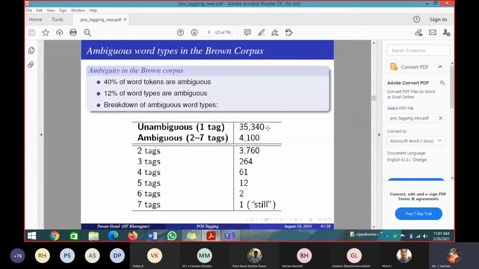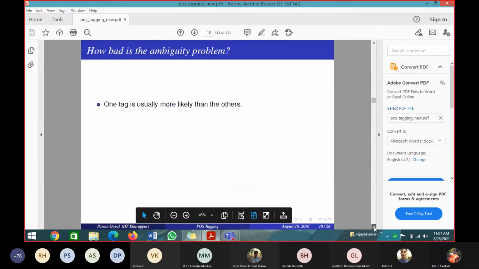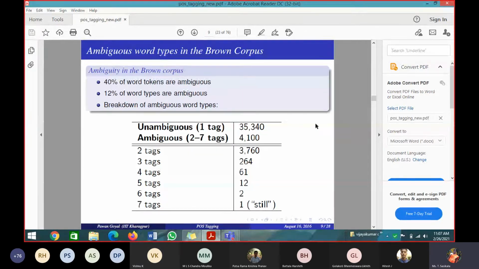That can be because, based on the context, the word can have either this or that. But getting 7 tags for a word, as we go down, is the count decreasing or increasing? Decreasing. Why is it decreasing? Getting a higher number of tags is very difficult, quite rare. According to the statistics given for the Brown corpus, getting 2 tags for a word is quite common, but getting 7 tags for a single word is quite rare.